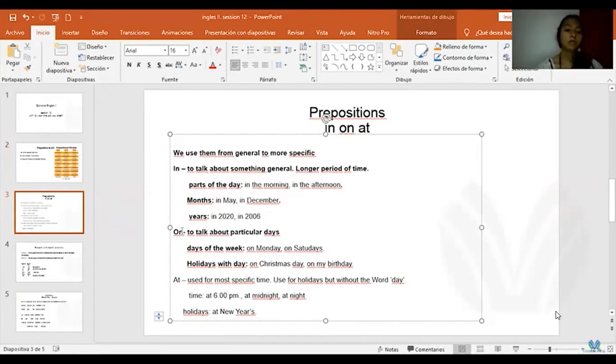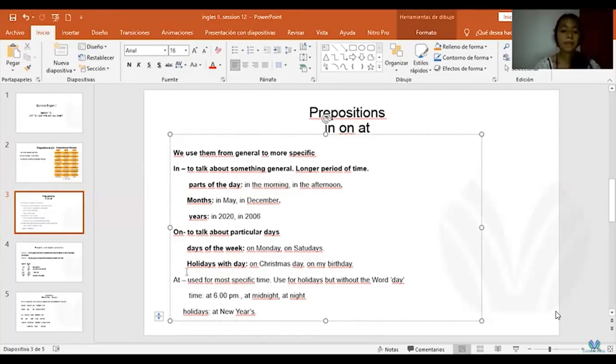Then we have on, which is used to talk about particular days, which is a little bit more specific. We use on for days of the week: on Monday, on Saturday, on Tuesday, on Wednesday. We also use it for holidays with the word day at the end: on Christmas Day, on my birthday, on a specific holiday that ends with day.